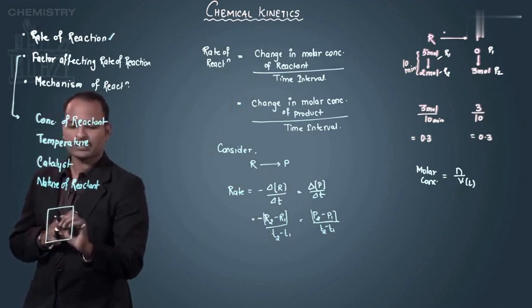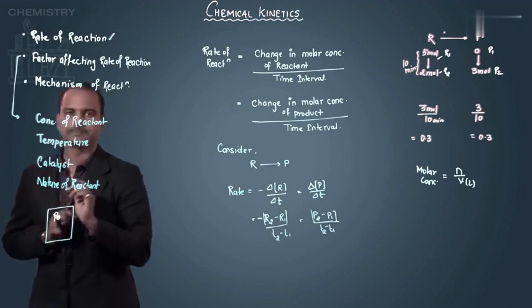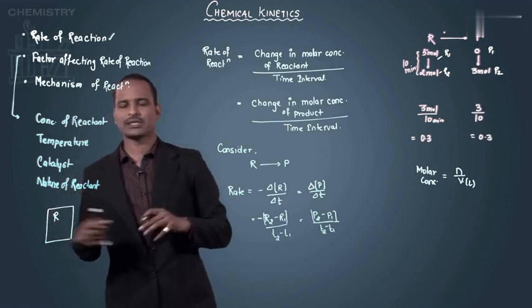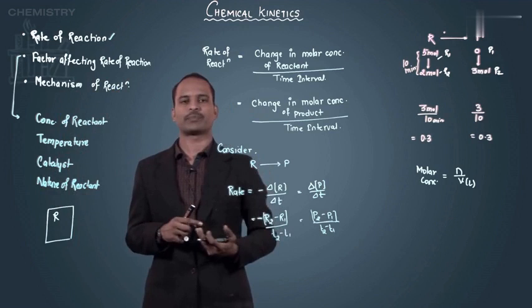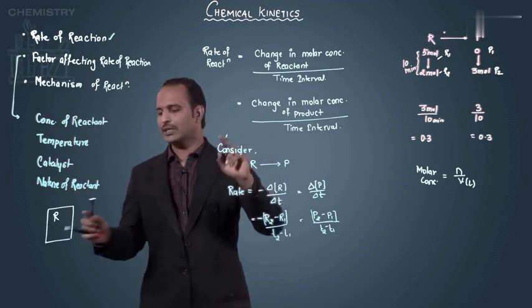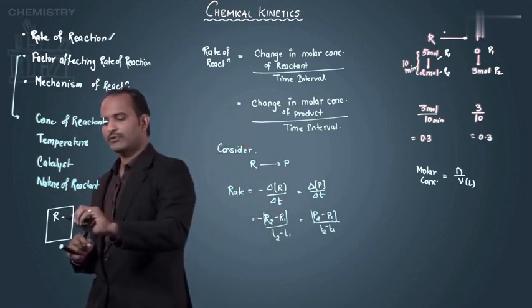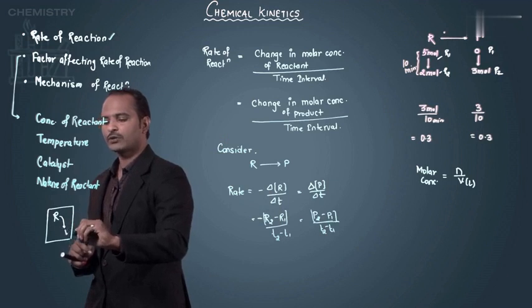Reactant and product both are gases. Initially there was only reactant. Since it is a gas, those reactant molecules continuously move here and there and exert some pressure. So initially the reactant pressure will be very high. But with time, reactant is getting converted into product.